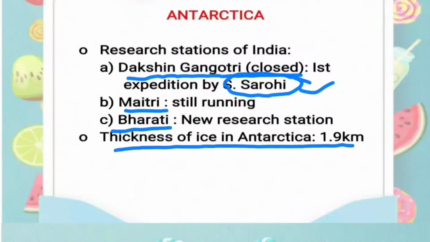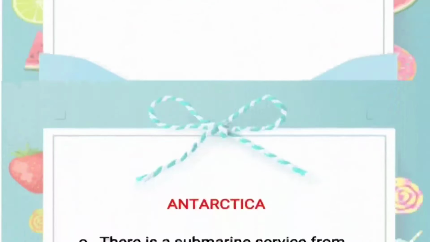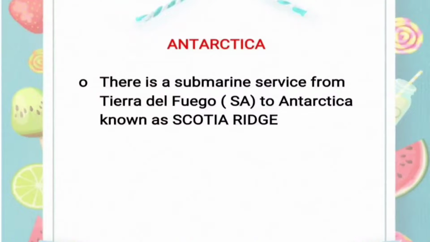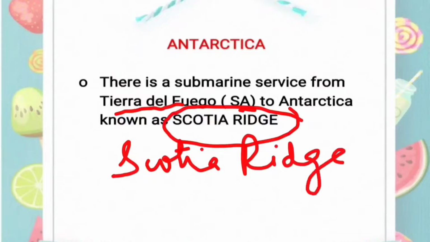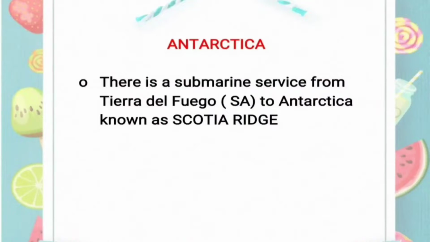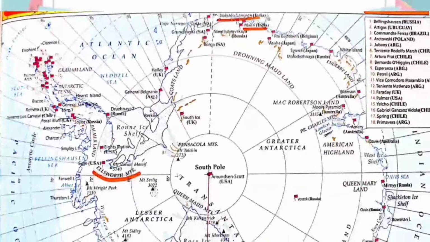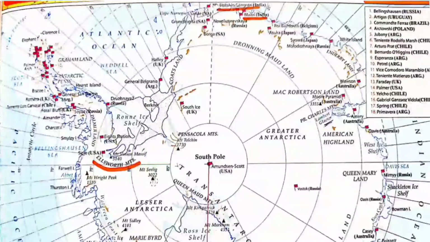The thickness of the ice of Antarctica is 1.9 kilometers. There is a submarine ridge that runs from Tierra del Fuego, South America to Antarctica, and it is called the Scotia Ridge. With this, we are done with our Antarctica continent, and this is the map of the Antarctica continent.